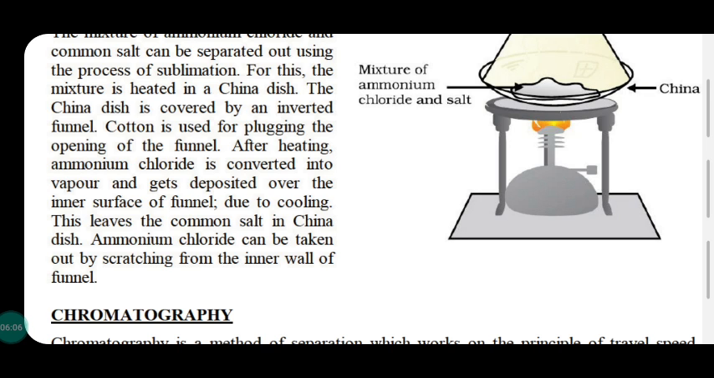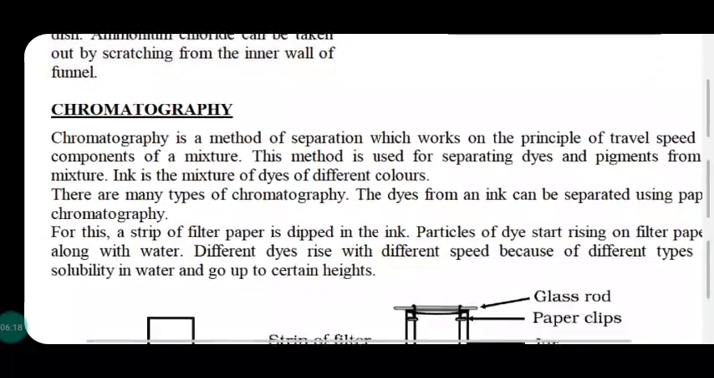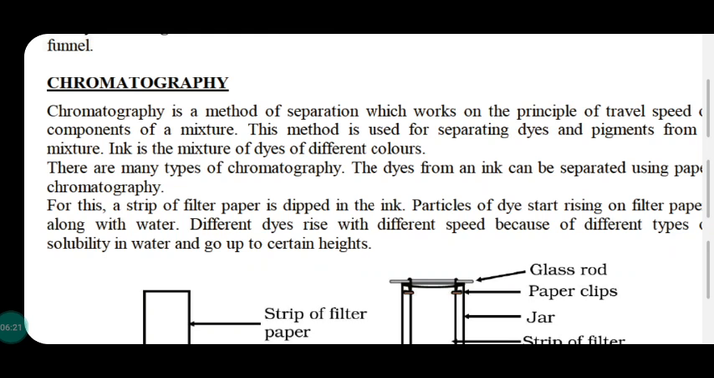Because these solids have a property, that is when they get heated, they directly convert into the gaseous state, skipping the liquid state. The third method suggested is chromatography. It is based on a principle of travel speed of components of a mixture. Travel speed of components of a mixture. It is used for separating dyes and pigments from a mixture.